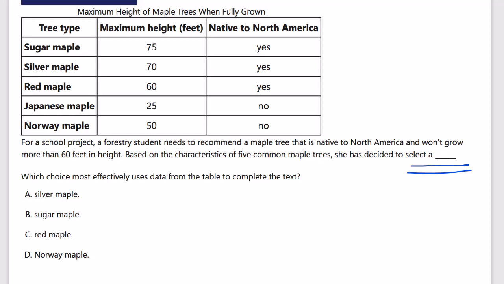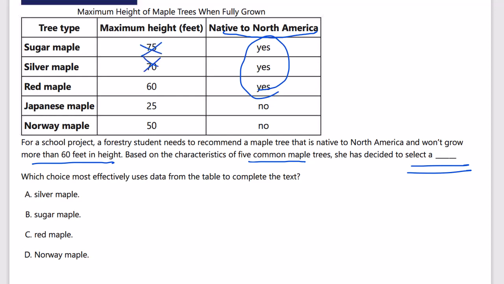Let's take a look. For a school project, a forestry student needs to recommend a maple tree that is native to North America and won't grow more than 60 feet in height. Based on the characteristics of 5 common maple trees, she has decided to select something that's native to North America. So it's going to be among these and won't grow more than 60 feet.